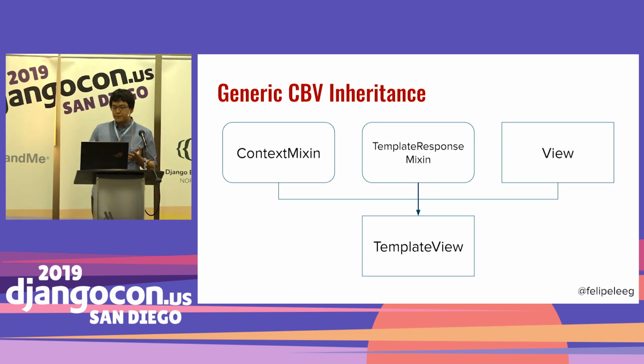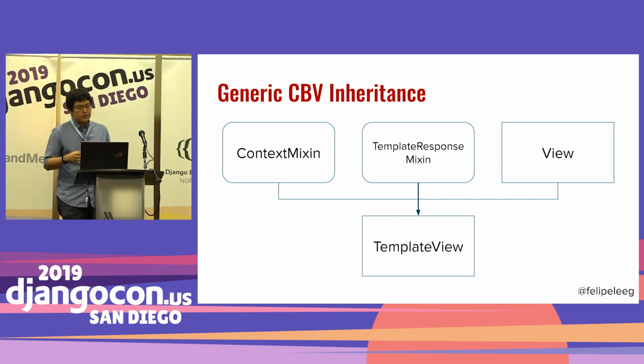So for example, here on the top right, we have view, and that's the class-based view that just enables everything. And then we have two mixins. One of them is ContextMixin, one of them is TemplateResponseMixin. And so these two add some functionality, which we'll go into later. But what we do with it is we combine all three, and that'll make TemplateView. So now we have a generic class-based view that Django provides.